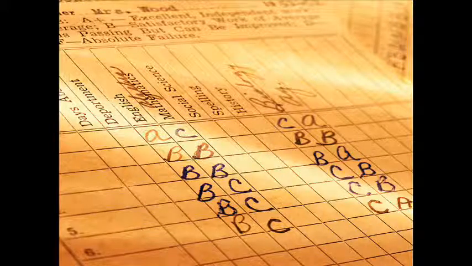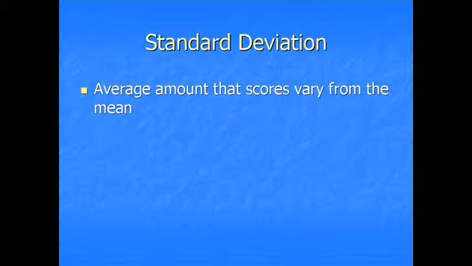As a researcher, we generally like distributions of scores with a small range. It means the distribution is consistent, and we have more confidence in that data. The range is the easiest way to determine variability. A standard deviation, on the other hand, is a measure of the average amount that scores vary from the mean.